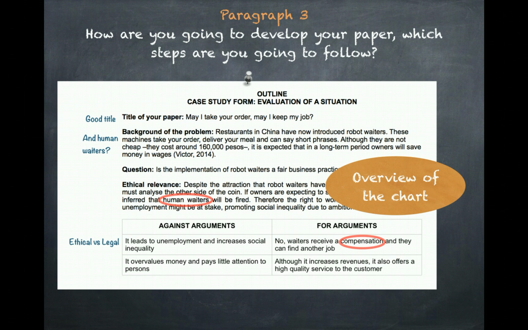When writing your paper, you do not have to enumerate these points as in the chart. It is not a numbered list 1, 2, 3. You should narrate these arguments. A tip is to imagine that you're telling a story to someone.